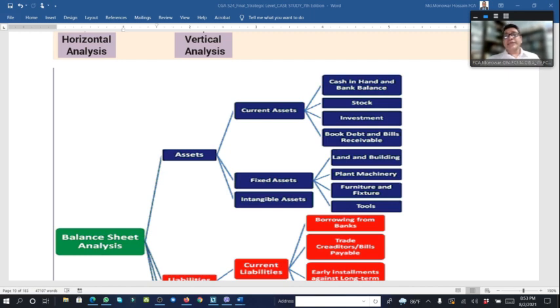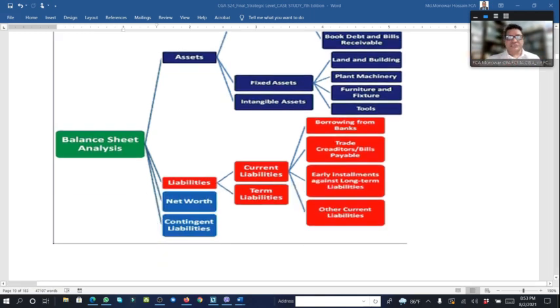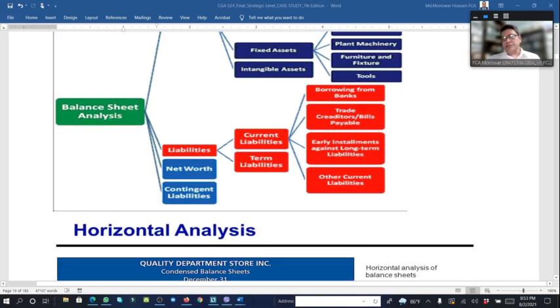Current assets are cash in hand, stock, investment, etc. And fixed assets: land, building, plant, furniture, etc. And liabilities, the same way. There are current liabilities and fixed, long-term liabilities. So current liabilities are borrowing from the banks, trade creditors, etc.